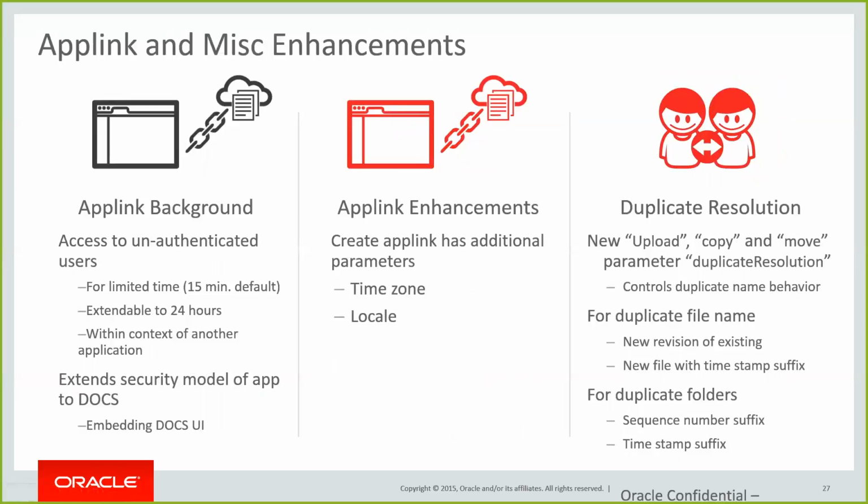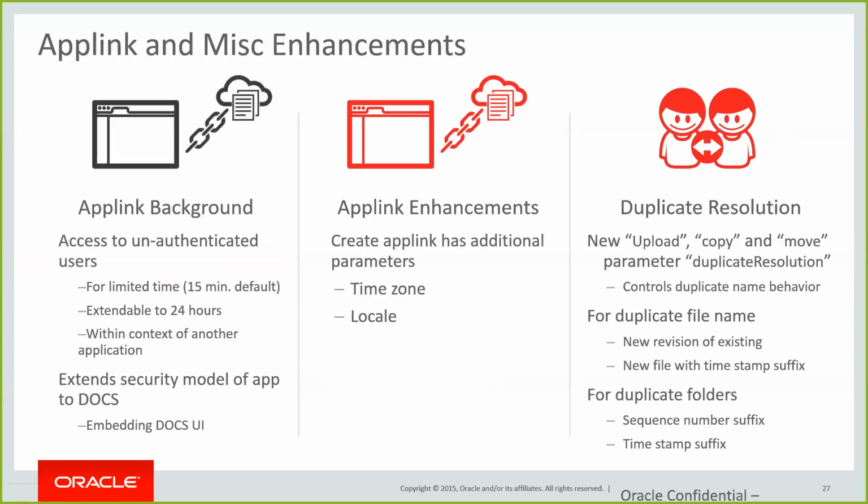Another set of features was added in the app link. For those of you who are not familiar with the app link service, app link allows you to integrate Document Cloud Service with different applications. What an app link call does is allow an unauthenticated user to access a document or a folder on behalf of another user.